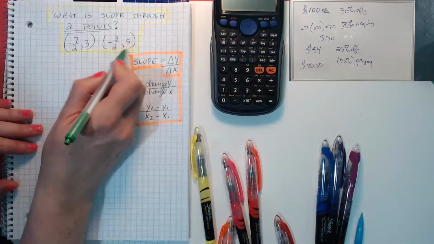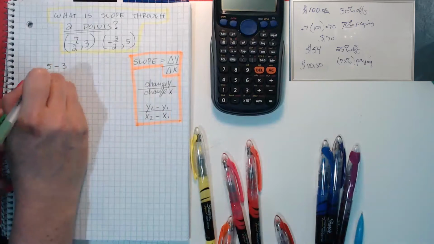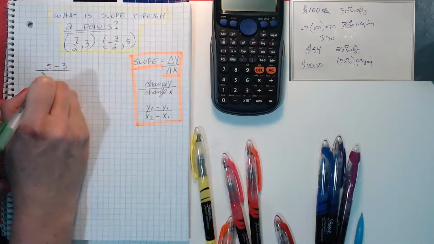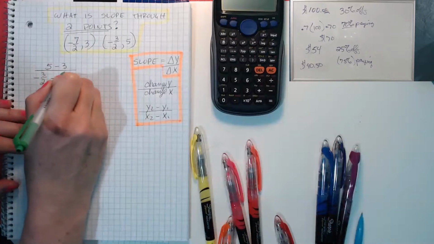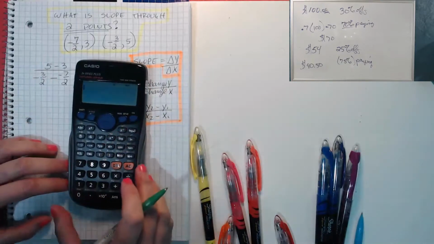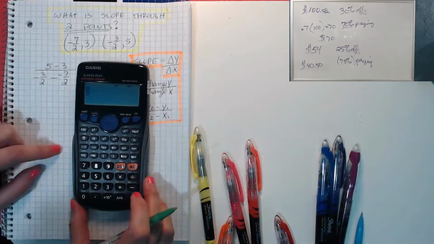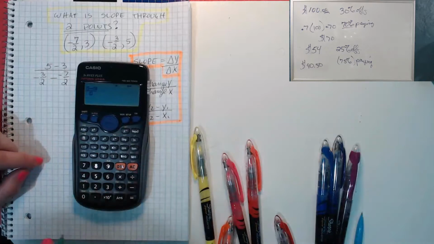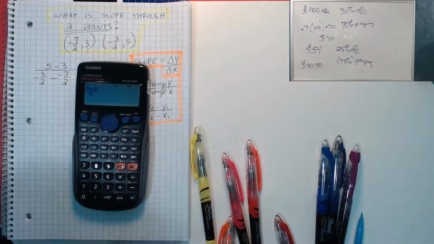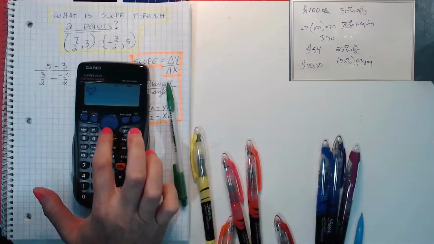I'm going to pick this one to start with, just to be backwards, just to show you it works both ways. 5 minus 3 over negative 3/2 minus negative 7/2. Okay? So we're going to use this fraction button right here. We're going to push this button and do 5 minus 3. Okay, I'm going to kind of wait here a second to make sure everybody's following along. Does everyone have their calculator out? Yes. Okay, 5 minus 3. And then you're going to hit the down to go to the bottom of the fraction.